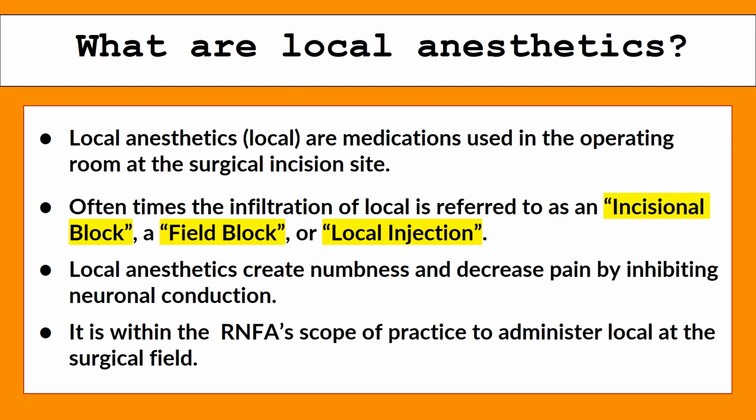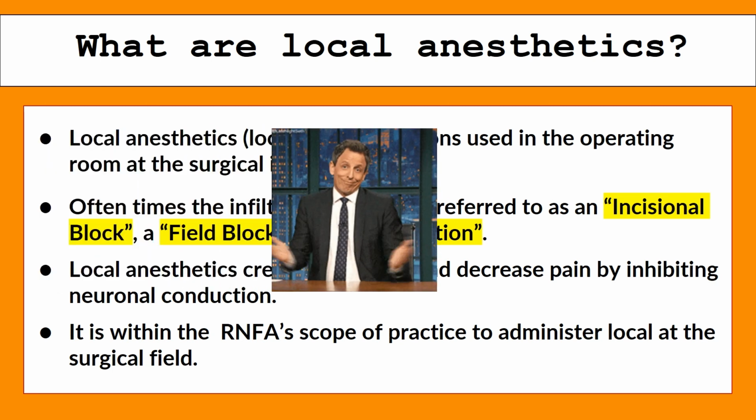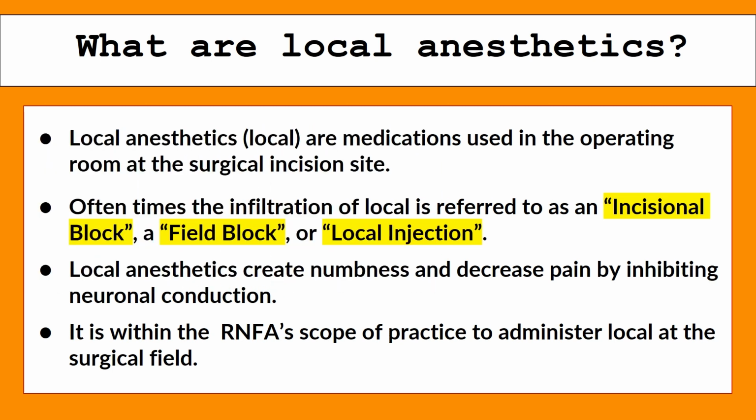What are local anesthetics? Local anesthetics are medications that we use at the surgical field to decrease a patient from feeling sensation, especially the sensation of pain at the surgical site. When using local at the surgical field, we use a technique called an infiltration technique. The names incisional block, field block, and local injection are also used interchangeably to refer to local given at the surgical field.